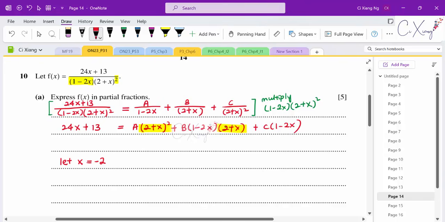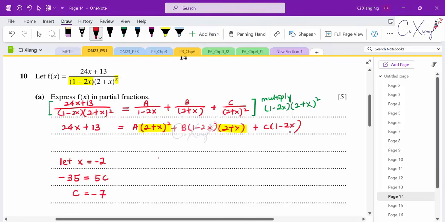So substitute x equals negative 2 into every single x here. So 24 times negative 2 plus 13 will give you a value of negative 35. Substitute negative 2 here, the whole thing becomes 0. 0 times A is 0. Substitute negative 2 here, this bracket becomes 0, multiplied with the whole thing also becomes 0. Substitute negative 2 here, you're having 5C. So very easily you can get the value for C, which equals negative 7.